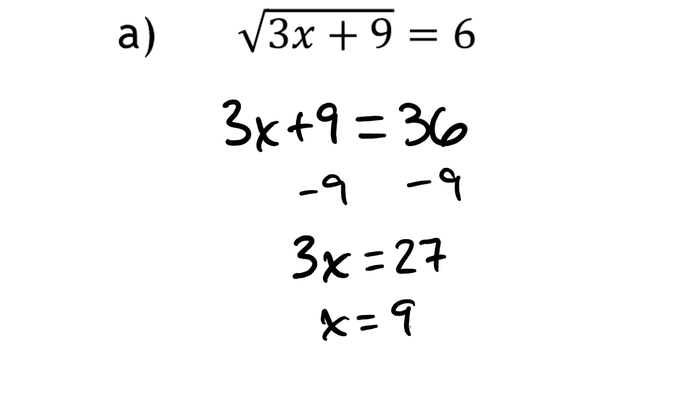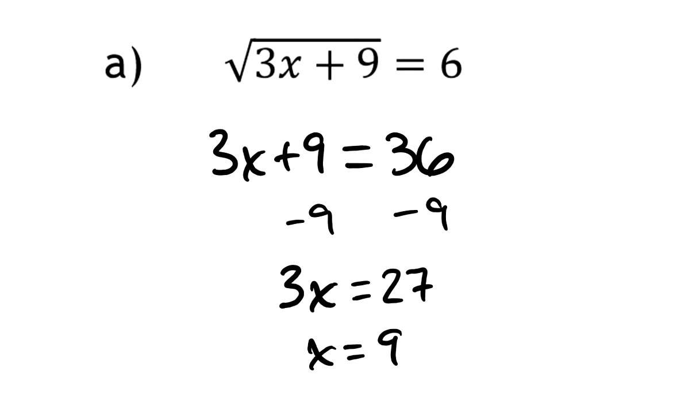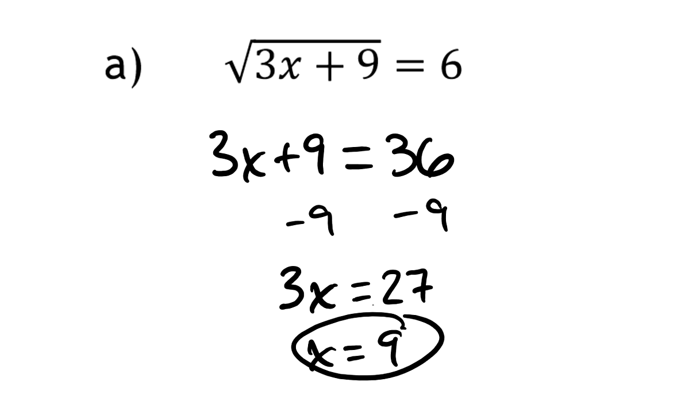So I've got that x has to be 9, and I can verify that quickly, right? If I look at 3 times 9, that's 27, and 27 plus 9, 27, 28, 29, 30, yeah, it becomes 36, and the square root of 36 is 6. So this is most definitely the answer, right? X is the number 9.